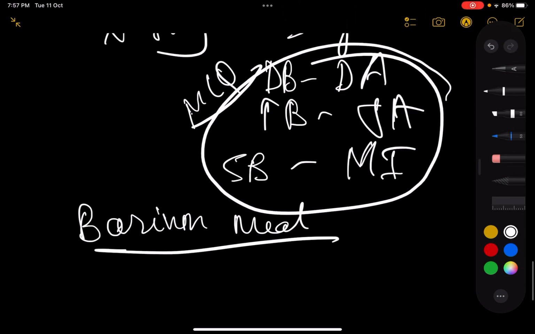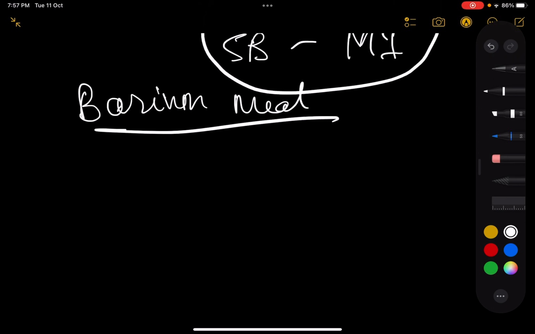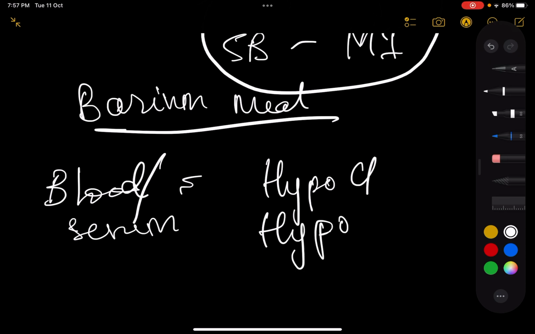Okay, what else? After you've diagnosed this, what are the blood or serum findings that you will see? Because of intense vomiting, you're going to have hypochloremia. Because the HCl is being secreted and vomited from the stomach, first you'll have hypochloremia.